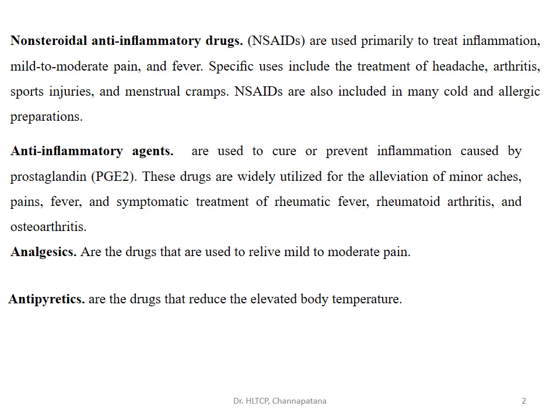And when inflammation occurs, fever also will be there. So fever means elevation of body temperature. At that time, antipyretic drugs are very useful. Antipyretic drugs are used to reduce the elevated body temperature and bring it down to normal body temperature. So these definitions are very important. You have to remember.